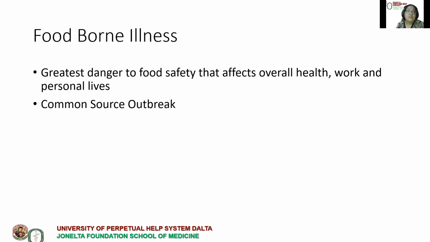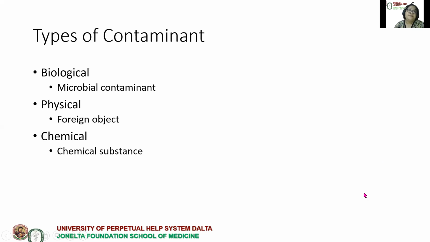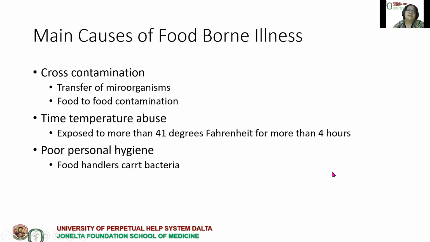We have to ensure food sanitation because it may bring about foodborne illness, which is the greatest danger to food safety that affects overall health, worth, and personal lives. It may be the source of a common source outbreak if we are not careful. There are three types of contaminants: biological, physical, and chemical. Biological, if it's microbial; physical would be foreign objects; and chemical would be chemical substance.